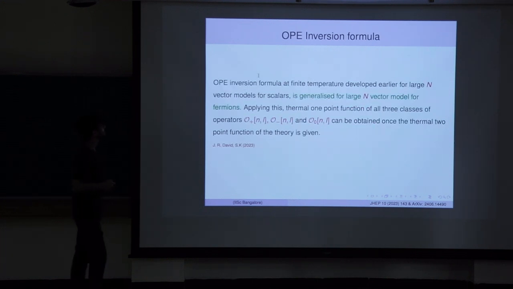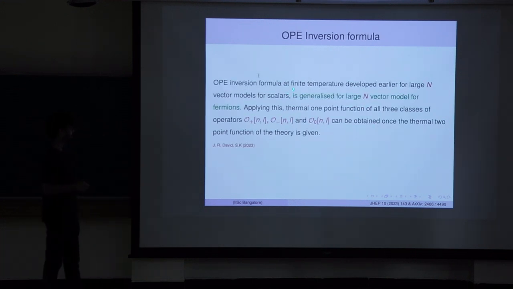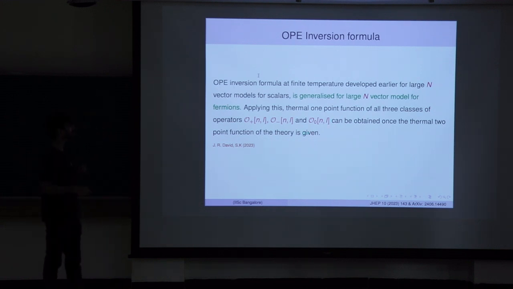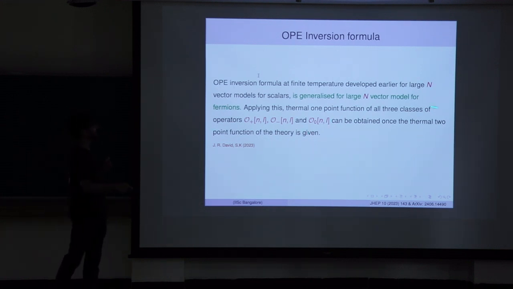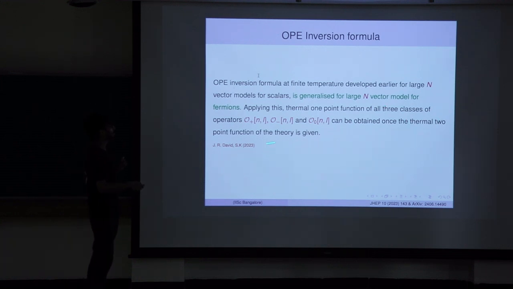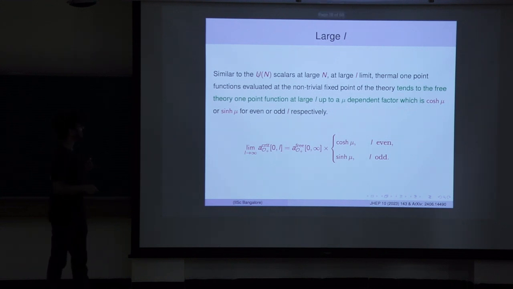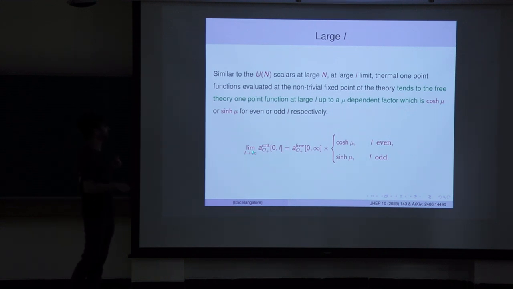Okay, so then we have generalized the method of the OP inversion formula for large N vector models of fermions, and this method can evaluate all these three different classes of operators once you are given the thermal two-point function of the theory.